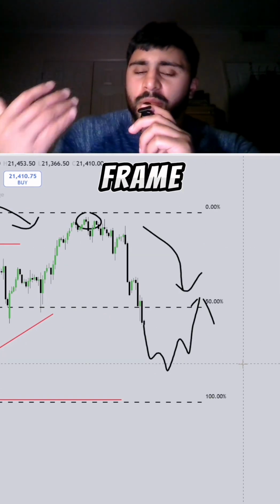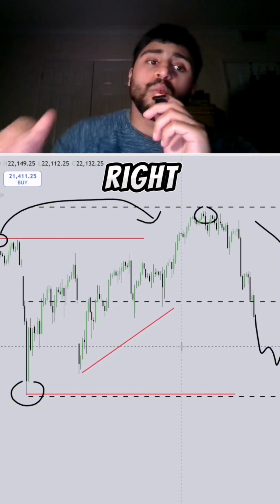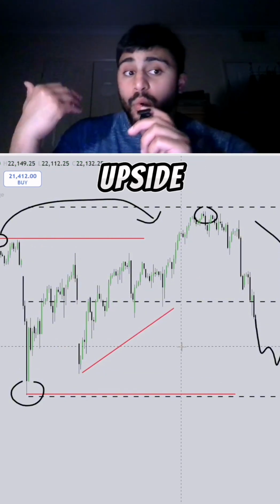But the way I form a higher time frame bias is by looking at whether we're in premium, whether we're in discount, where the liquidity sweeps are, right? And where we're going to be sweeping before heading to the upside or the downside.